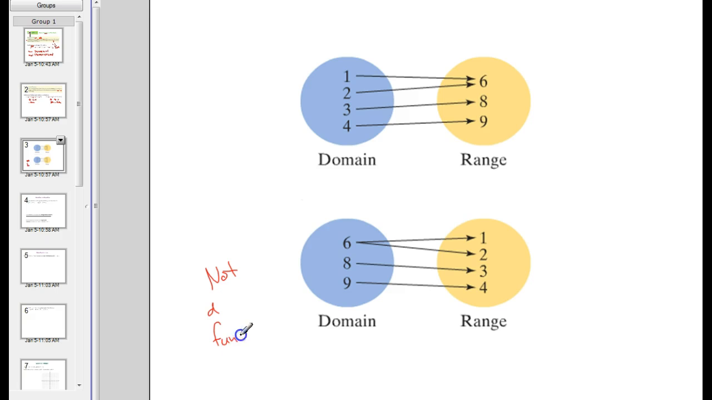Alright, and then this is okay. This is a function. So just make sure you understand a domain element having 2 things paired with it is not a function. It's okay if 2 different elements of the domain pair up with the same element in the range. It's not okay when one element from the domain pairs up with 2 and still be a function.